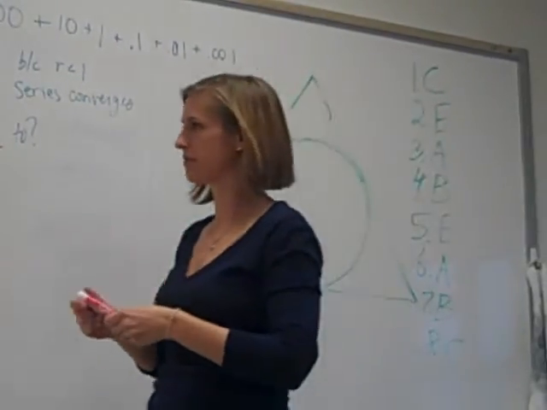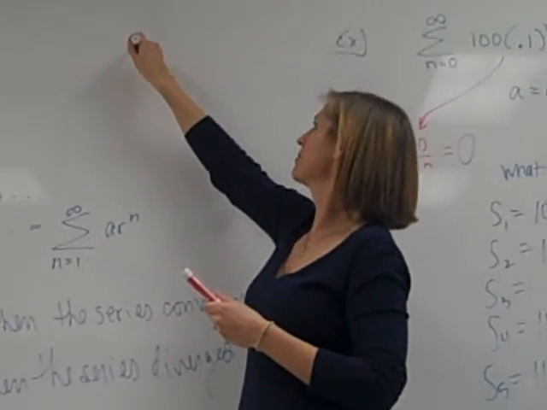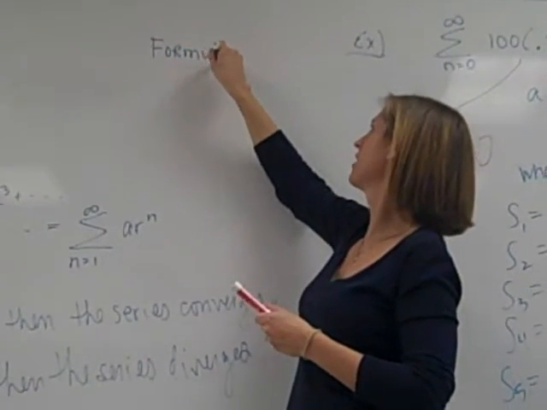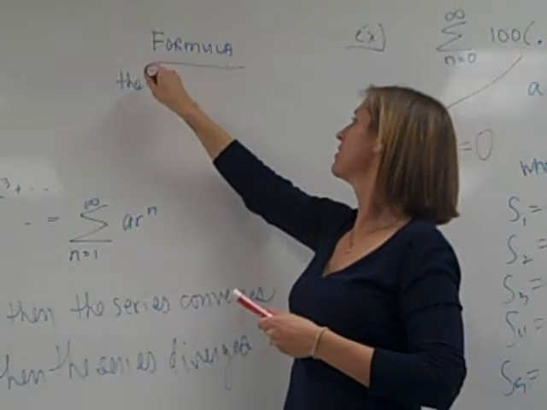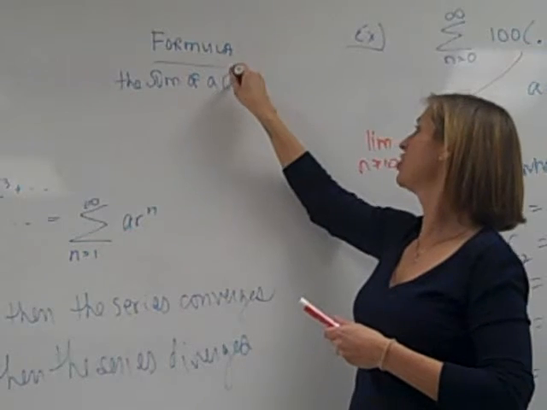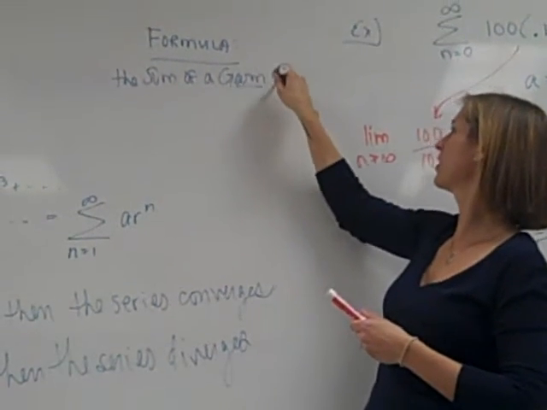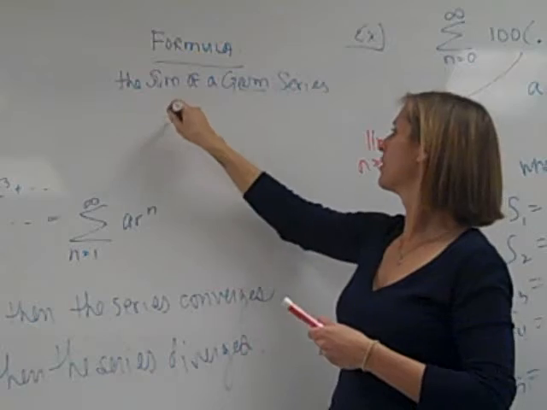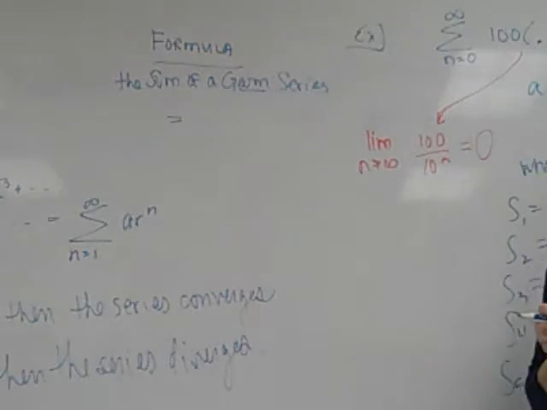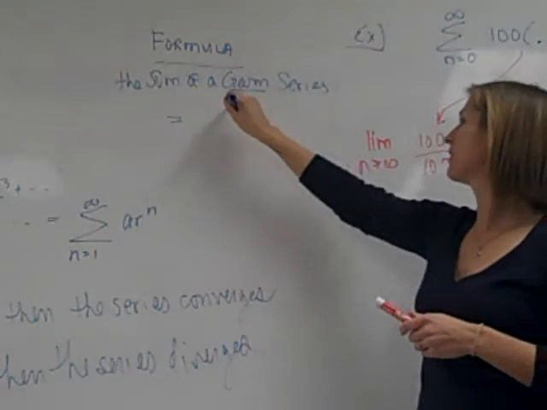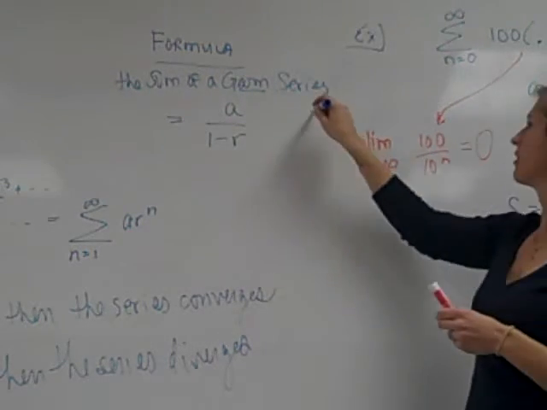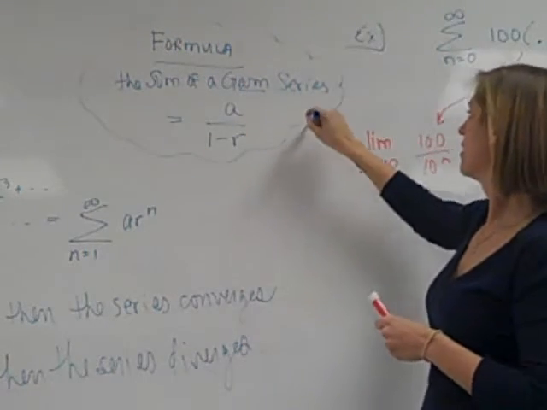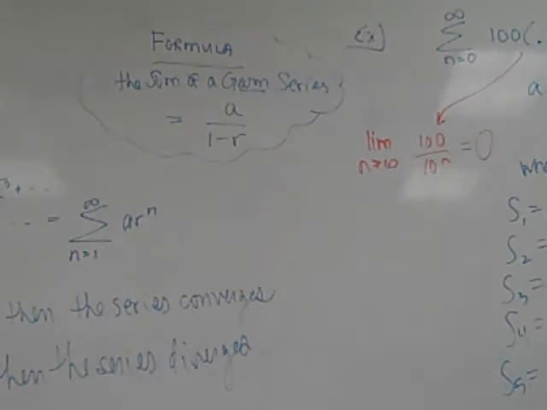There's also a formula. So this is probably something that your previous teacher had you memorize. The sum of a geometric series only works if it's geometric. The sum equals a over 1 minus r. Okay, so there is an actual formula for this. You're going to use this.